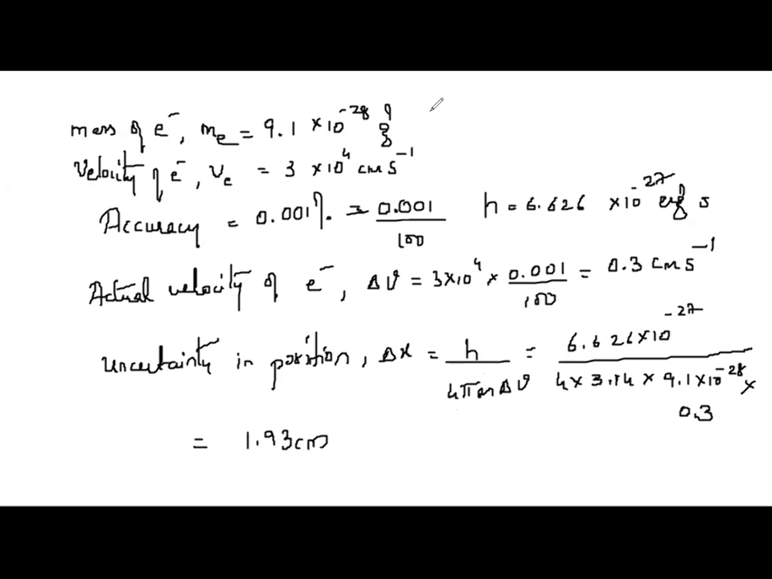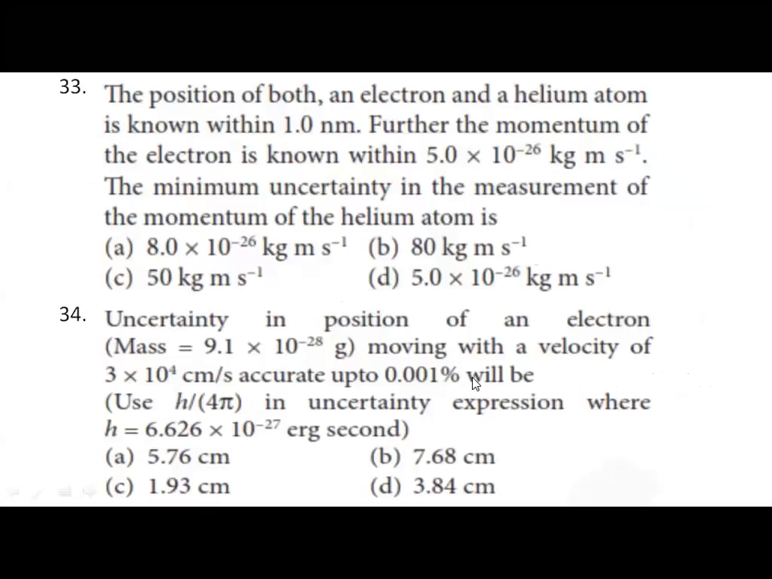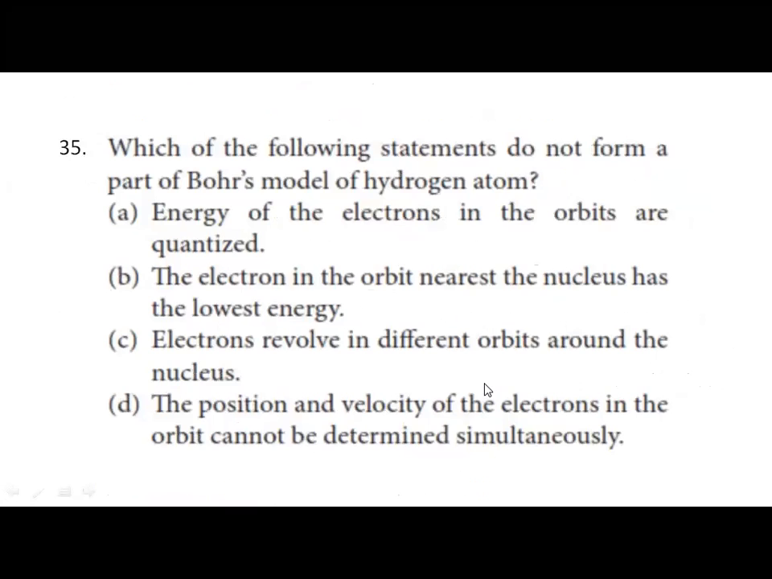When accuracy is given with the velocity of the electron, and it is so much accurate, what do we do? We multiply it with this. Understanding? Yes? So what is the answer? 1.93 centimeters is the answer.